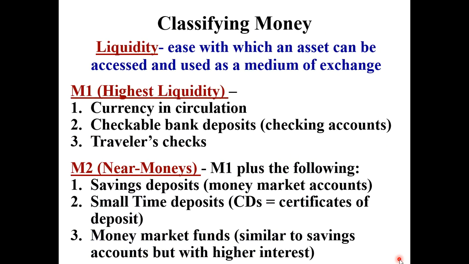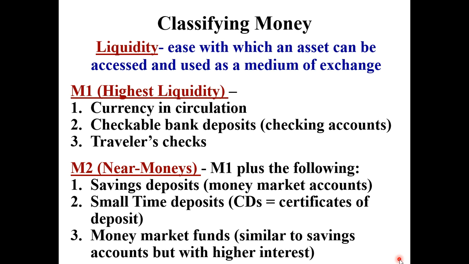All right, so classifying money. Well, first thing, liquidity means how easy you can turn an asset into cash and how easy you can use this thing to exchange to buy stuff. So M1 currency has the highest liquidity. So cash obviously is very easy to spend. So that's M1 currency. Checkable bank deposits, checking accounts are super easy to use at the store. You can write a check or use a debit card and you can get the things that you want. And traveler's checks as well are all considered M1 currency. They're the most liquid currency out there.